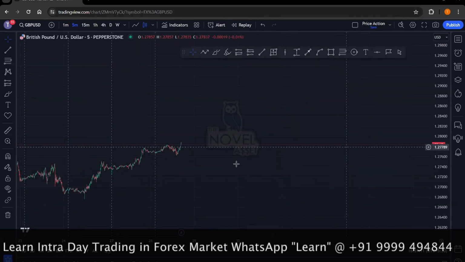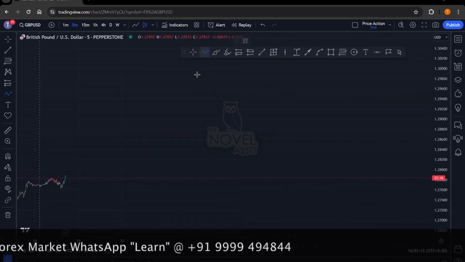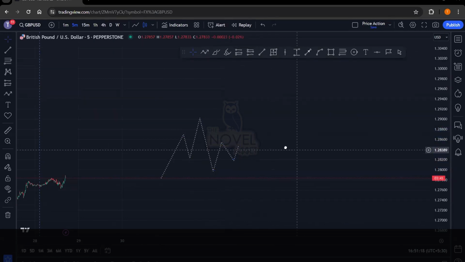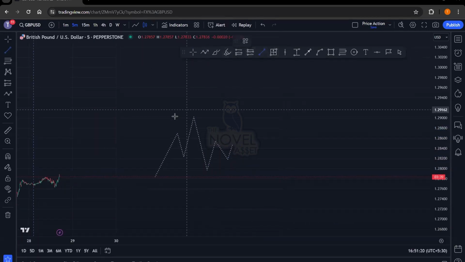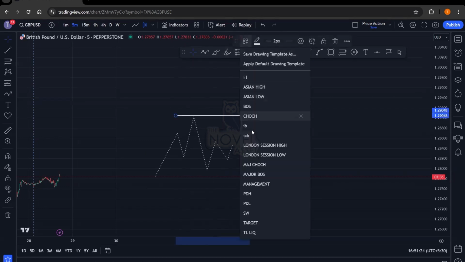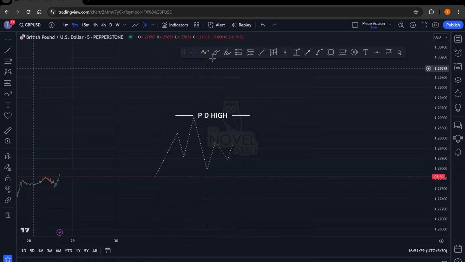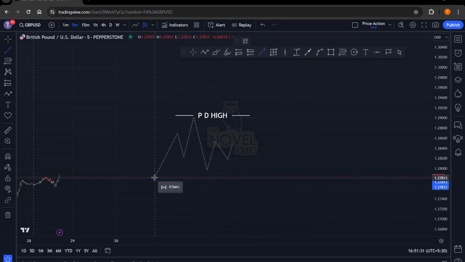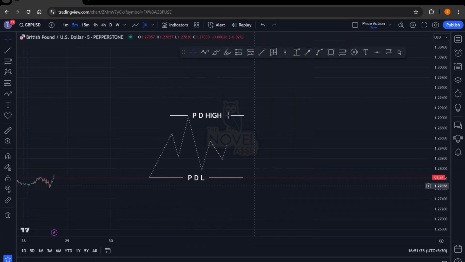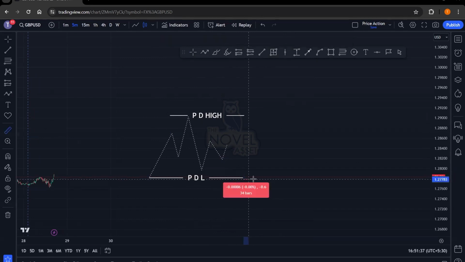The concept is simple. If this is the whole day like this, the previous day I'm talking about, this highest level we consider the previous day high. I'll be marking it as PDH. And the lowest point that the market traded for the whole day will be regarded as the previous day low. So this is the previous day high, and this is the previous day low in the market.